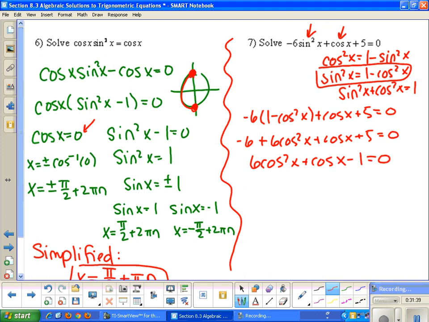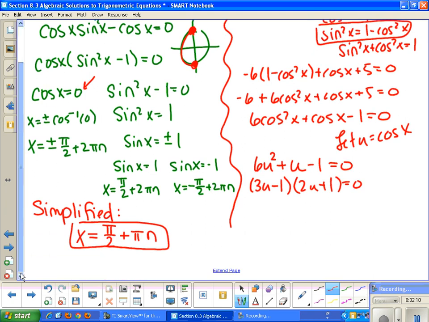And then I'm going to use substitution because I can factor this problem. So I'm going to say let u equal the cosine of x. So if I do that, I get 6u squared plus u minus 1 equals 0. And I know that this factors into 3u minus 1 and 2u plus 1.